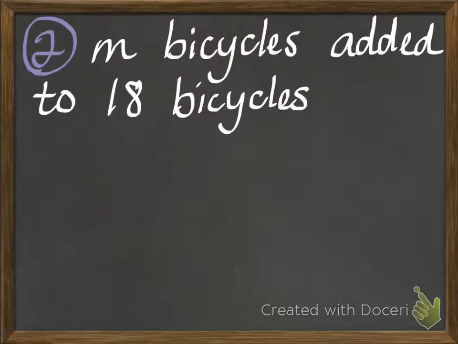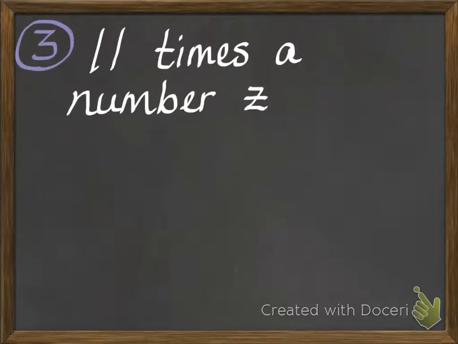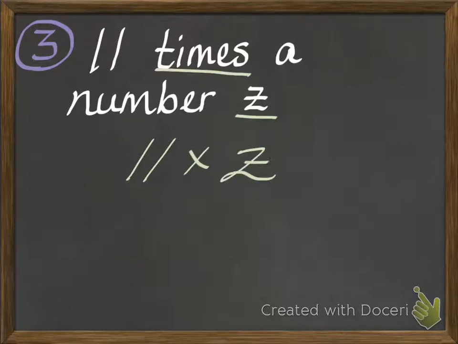Number 2. M bicycles added to 18 bicycles. Okay, can you do that expression really fast? Okay, so I know we're adding. It even says it in the sentence. So I'm using addition. M bicycles to 18 bicycles. So M plus 18. Okay, easy enough. Number 3, 11 times a number Z. Okay, so we can do 11 times Z, or just write 11Z.